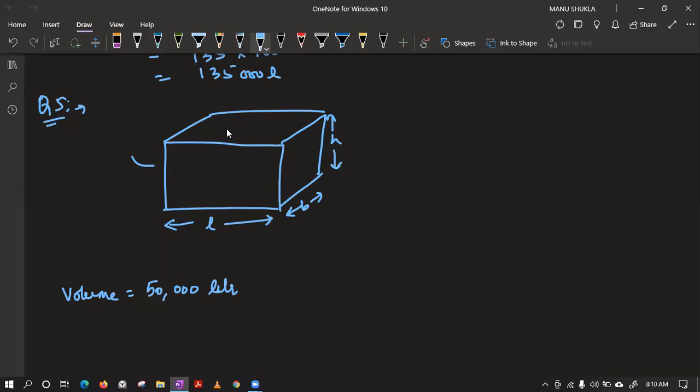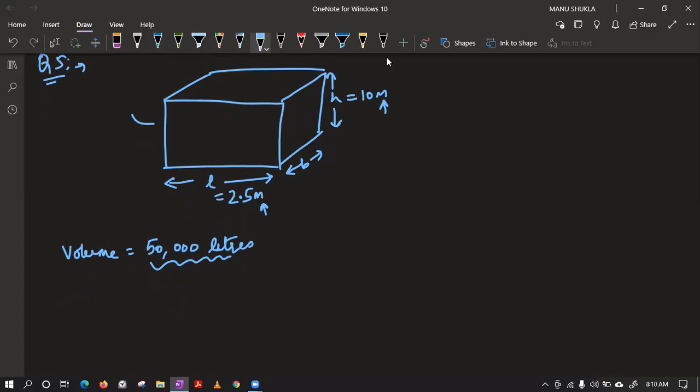Let me write it completely now because it may create doubt between L and l. Now find the breadth of the tank if its length and depth are given to you as 2.5 meter and 10 meter. The depth is given and the length is given, and they are asking the breadth. We all know that these are in meter, but the volume is in liters. So we need to convert the volume into meter cube. For that, very simple, 1 meter cube is equal to 1000 liters.